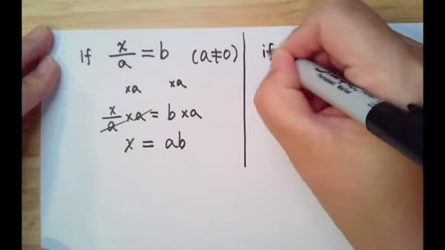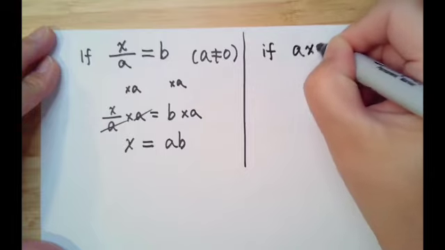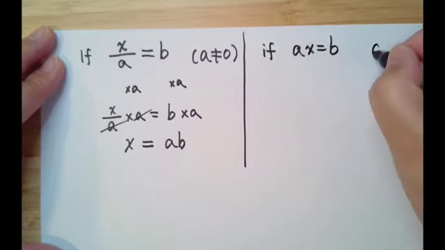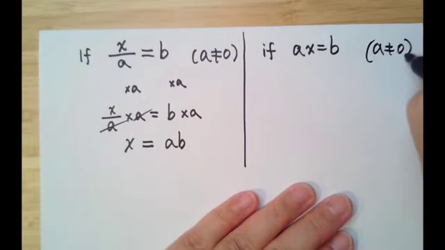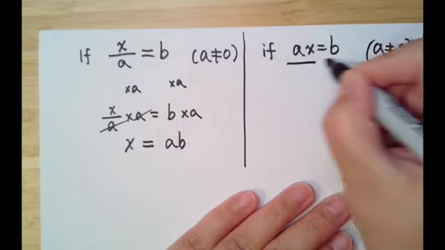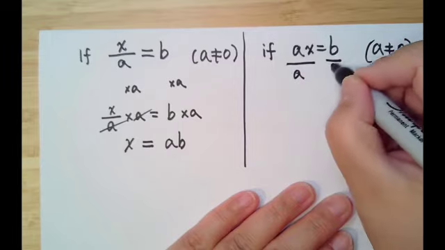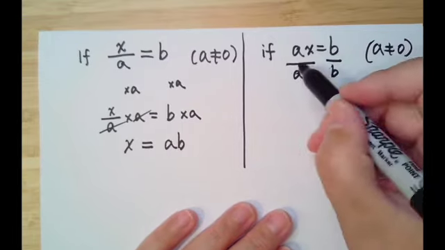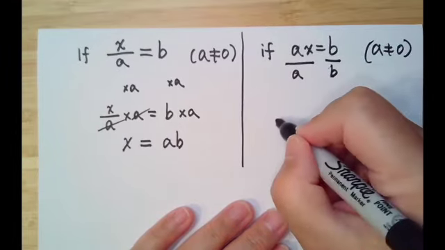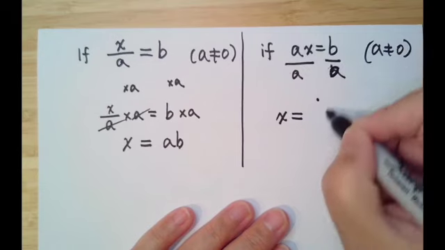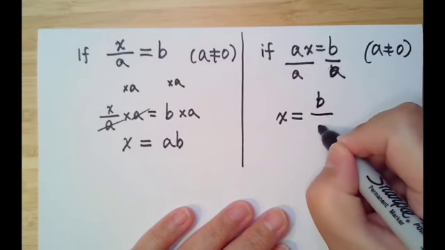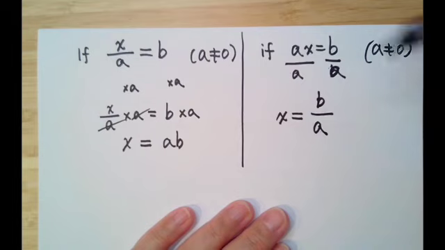All right, now the other way. If ax equals b, and I also give you a is not 0, then I can divide by a on both sides. Ax over a, that will be just x, and the right side will be b over a. So you divide by a on both sides, and a is not 0, so you can divide by that.